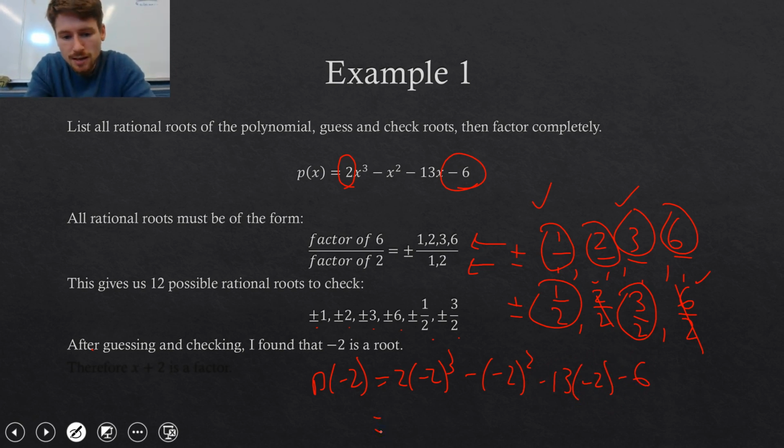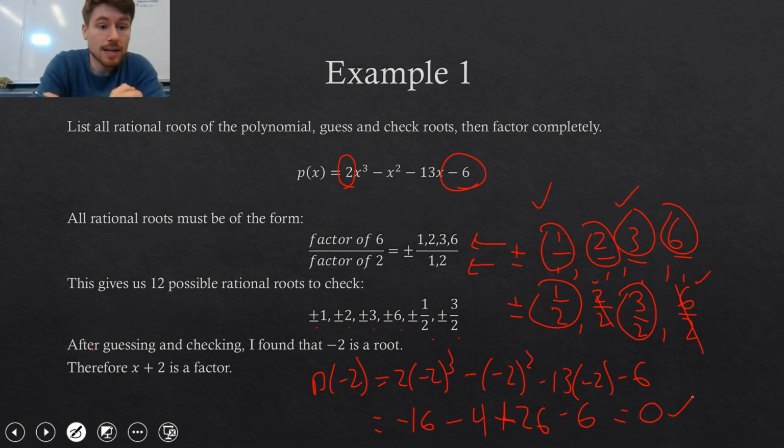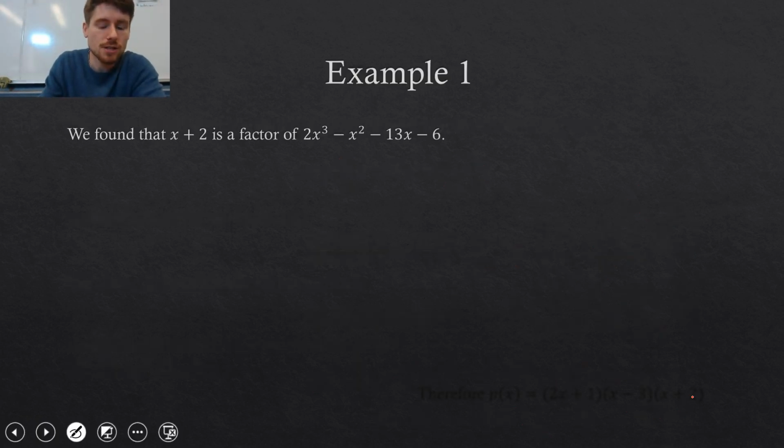So the first one's -8, so this is -16. And then we have -4, because -2 squared is 4, so -4. And then we have plus 26. And then we have -6. Let's just see that that is in fact equal to 0. -20 plus 26 minus 6, yeah, that's equal to 0. Okay. So that says that x plus 2 is a factor. So we found one, so we're going to go ahead and make the problem simpler by using polynomial division.